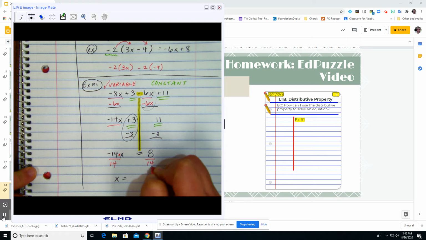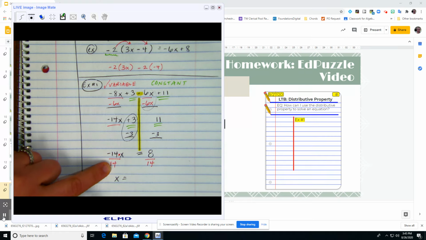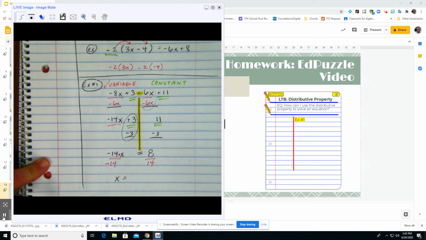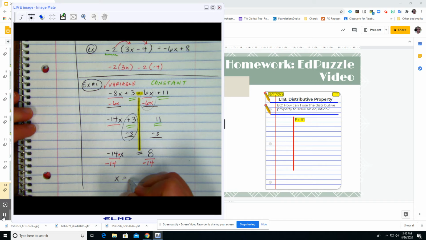And a lot of people will say to divide by 14 because 14 divided by 14 is 1. But I need a positive 1x. So a negative divided by a negative is a positive 1x. So I need to divide both sides by negative 14. So x equals, what's a positive divided by a negative? A negative. 8 divided by 14.